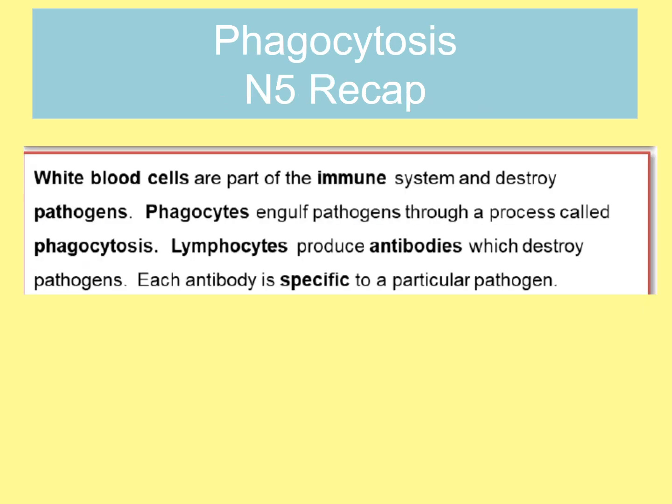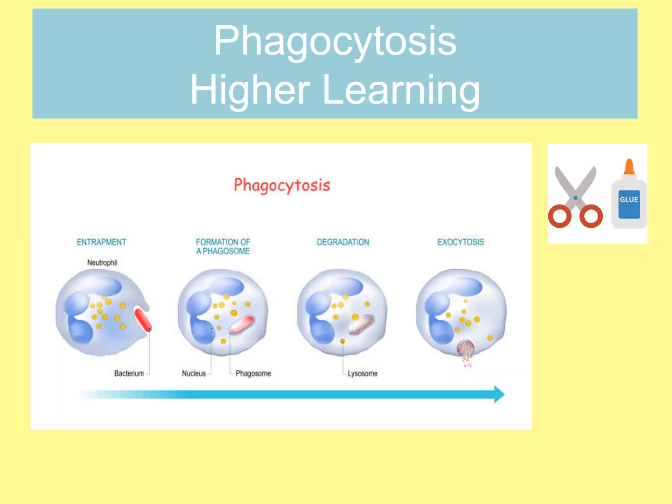For those of you who have a National 5 background, we have covered and introduced phagocytosis during our National 5 multicellular organisms topic. We learnt at National 5 that phagocytes engulf pathogens through a process called phagocytosis. We're going to look at that process in just a little bit more detail at the higher level. The process of phagocytosis is illustrated in the figure in front of you, and that figure will be made available to you when you're in class.